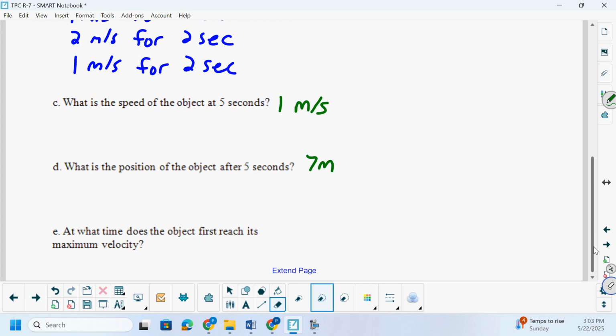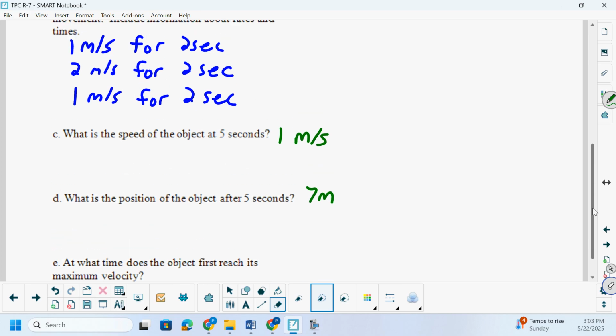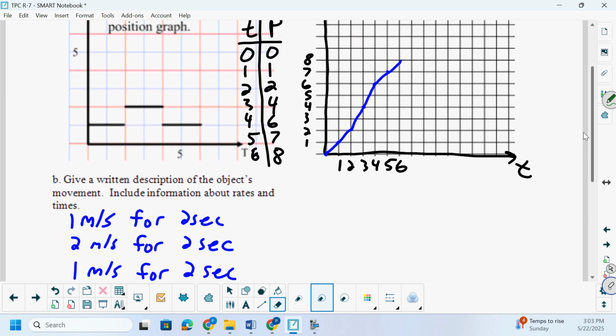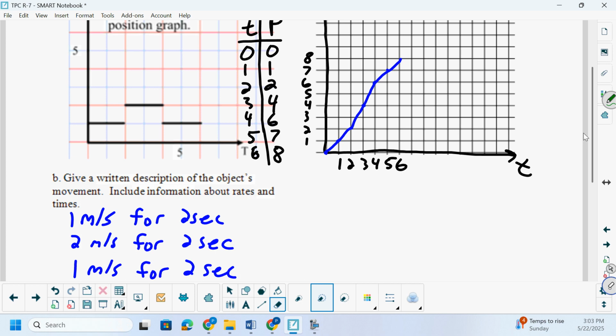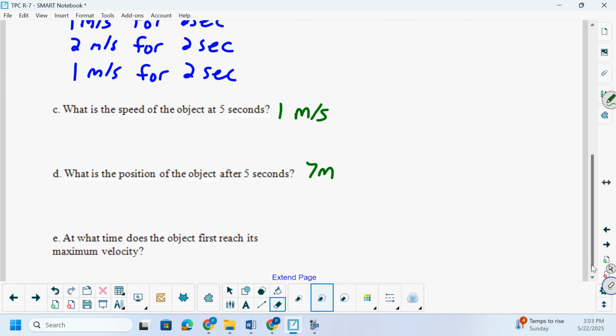And the last follow-up question, at what time does the object first reach its maximum velocity? So notice this is different than yesterday. Maximum velocity, we gave an interval. So now we want to know, when does it first hit that highest velocity? Well, our highest velocity is when it was going 2 meters per second. The instant when it first reaches it is right there. So that's at a time of 2 seconds.